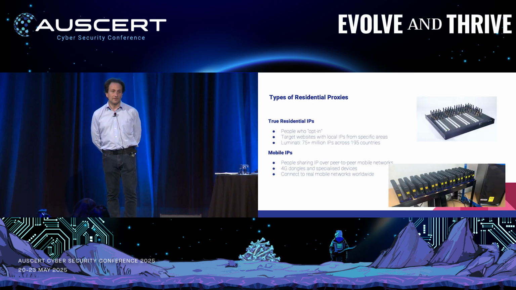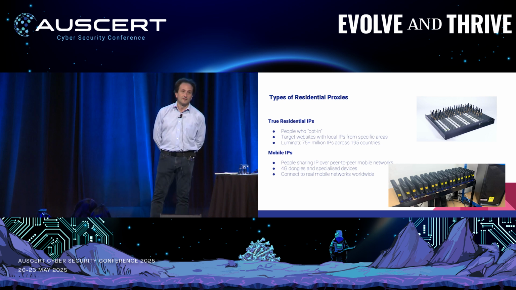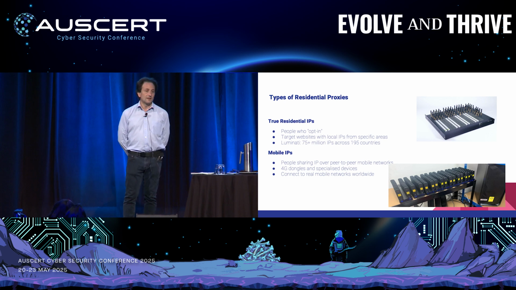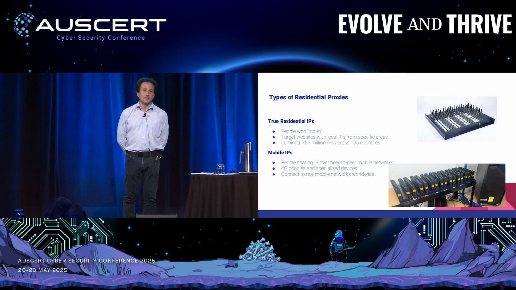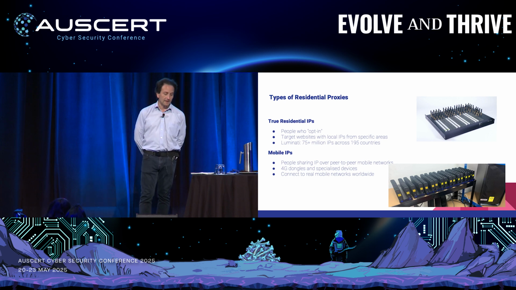Then we have the real meat of it. We have true residential IPs. So these could be in people's homes or offices, and they're generally applications that you may have unwittingly or knowingly installed, and they are routing requests through your home network or office network to wherever the third party may be wishing to use. And lastly, there are mobile IPs.